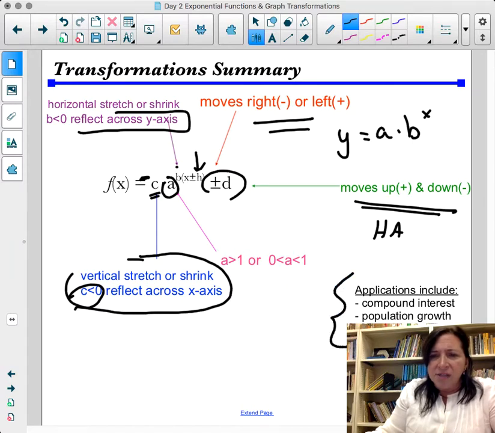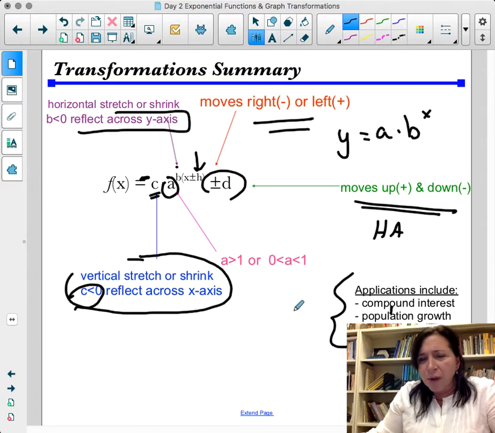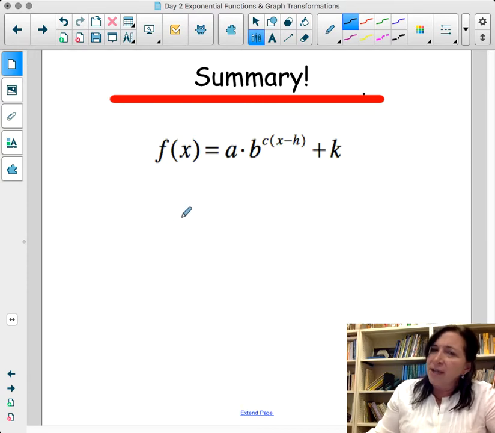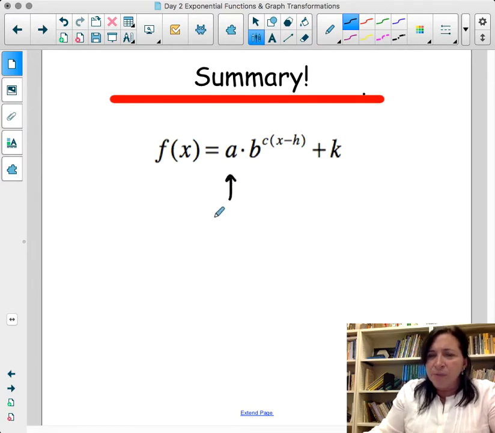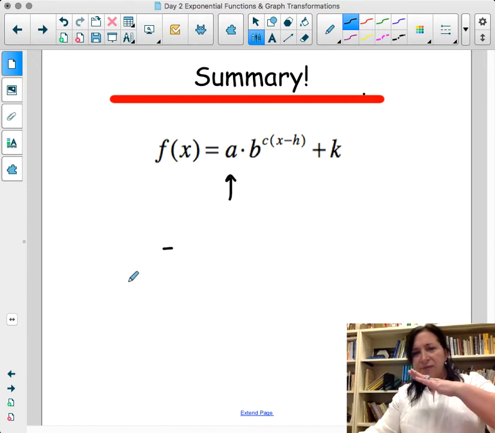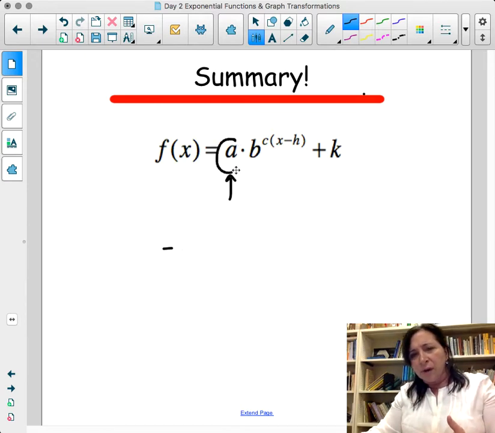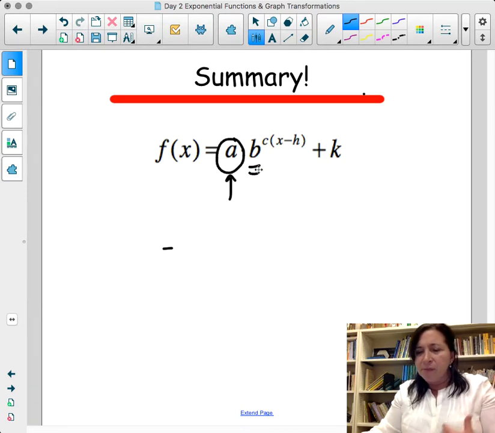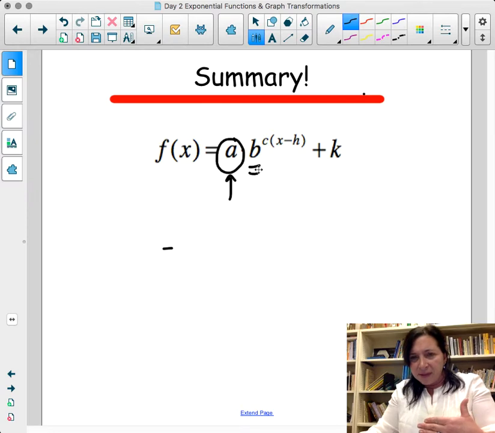Here are some applications of why you would use an exponential equation. And so let's practice this again on the next slide. Now I've changed the letters. I need you to make sure that you know what these are without specific letters. So this value in front, if it's negative, is a reflection across the x-axis. It's also a vertical stretch or shrink. This value here, remember, has to be greater than 0 but less than 1.